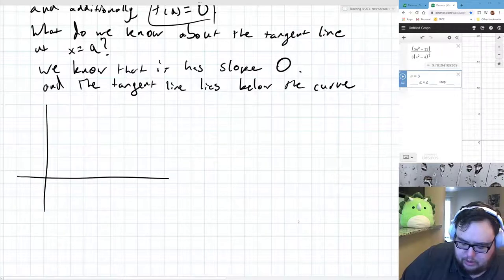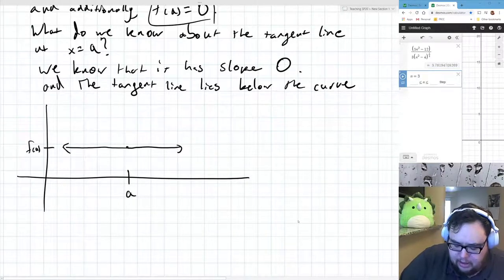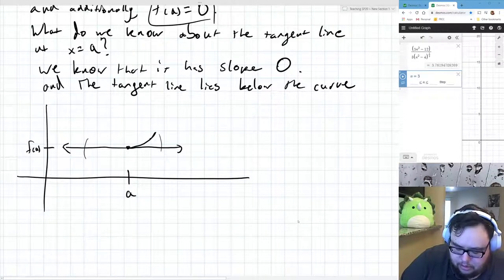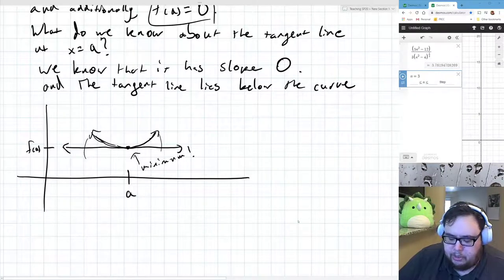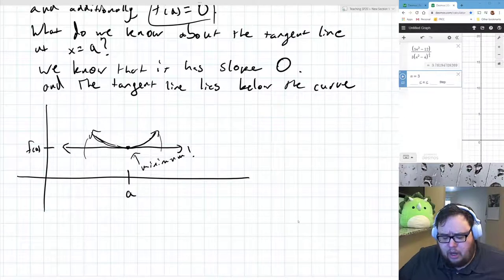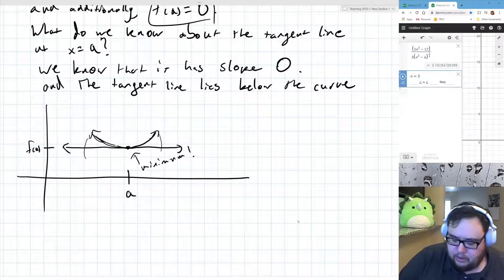So here's a graph, here's a, here's f of a. We've got this point here, and we've got this horizontal tangent line at a. And we also know that in some region around a, the tangent line has to be below the graph, right? So our function has to have a minimum. Between the combination of slope 0, which means it's horizontal, and that horizontal line lying below everything nearby, that's basically exactly the definition of a minimum: everything in an open region is greater than or equal to f of a.